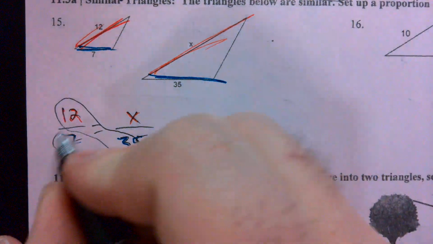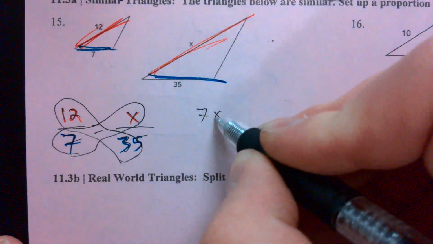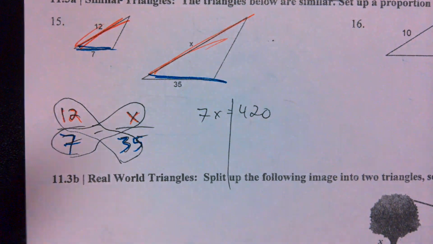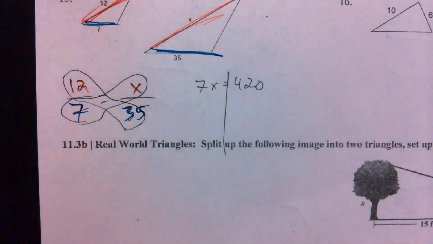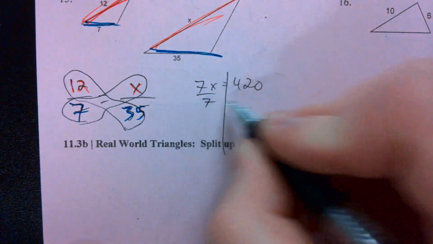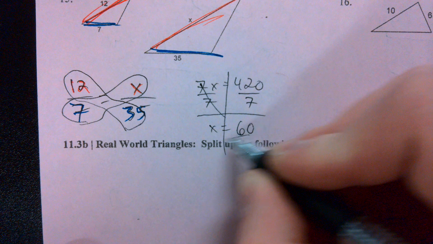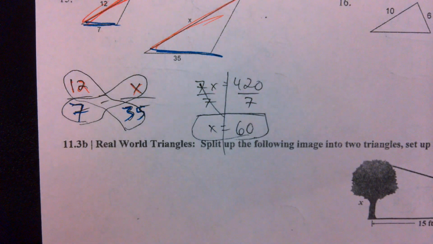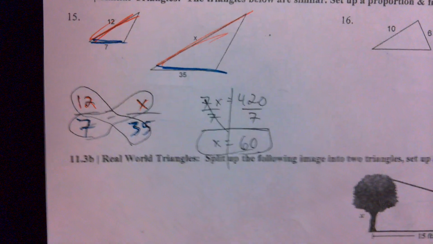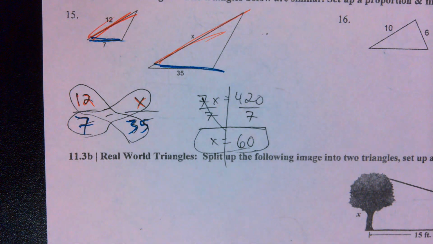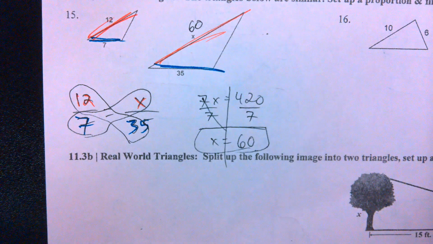Anyone got what 12 times 35 is? 420. And then how can we get x all by itself? Divide by 7. Giving me 60. So x is equal to 60.